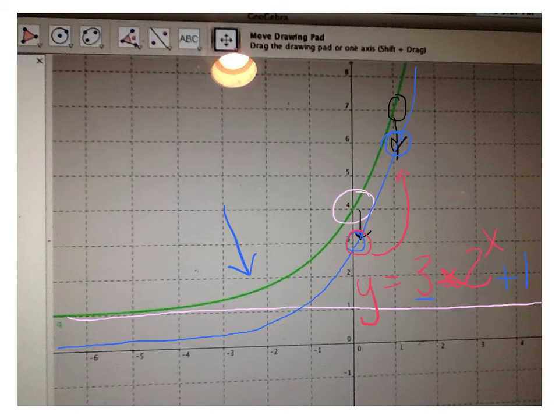So again, the 3 was from this y-intercept. The 2 is because we went from 3 to 6, and this plus 1 bumped all my values up to give me the green parabola instead of the blue one.